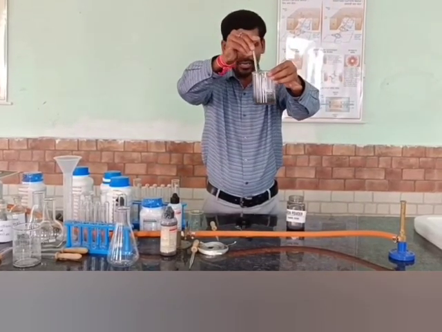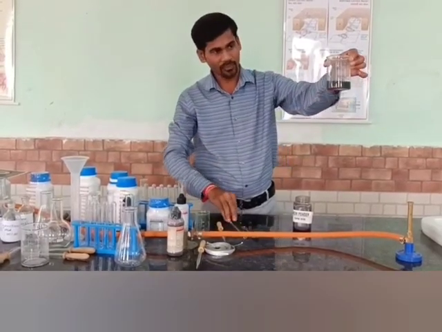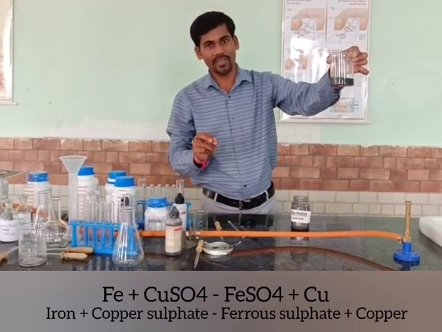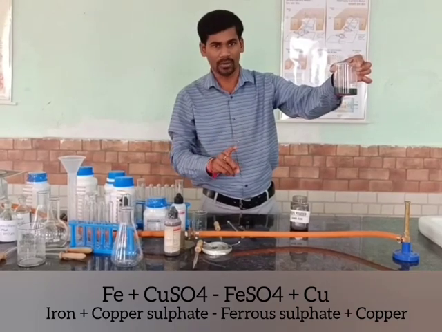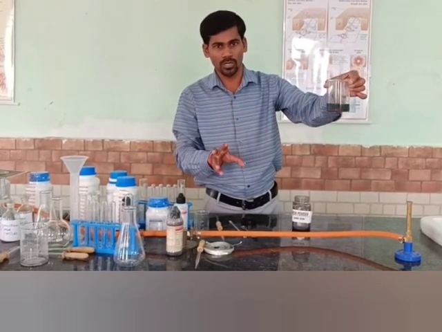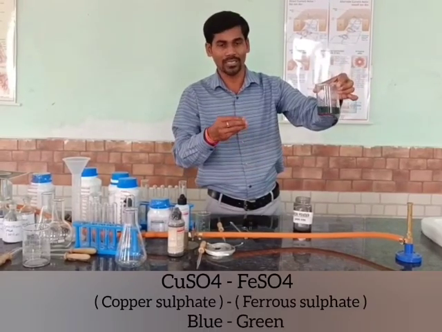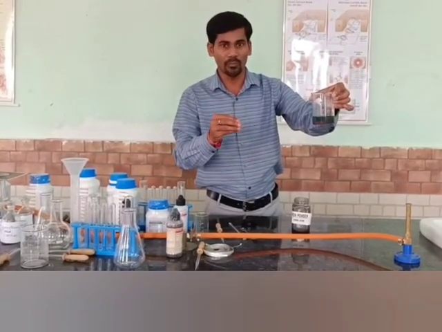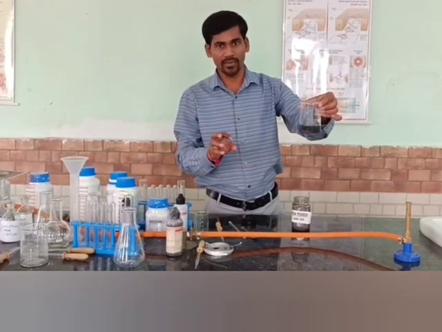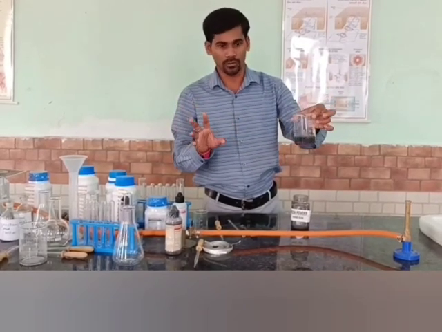And now the total chemical reaction of this experiment is that Fe, that is iron, plus copper sulfate gives FeSO4, that is ferrous sulfate, with copper. So before the reaction, the color of the copper sulfate solution was blue, and after the reaction the color of the copper sulfate solution turns into green, that is, now it is ferrous sulfate. So this is the single displacement reaction, in which iron completely displaces the copper from its copper sulfate solution.